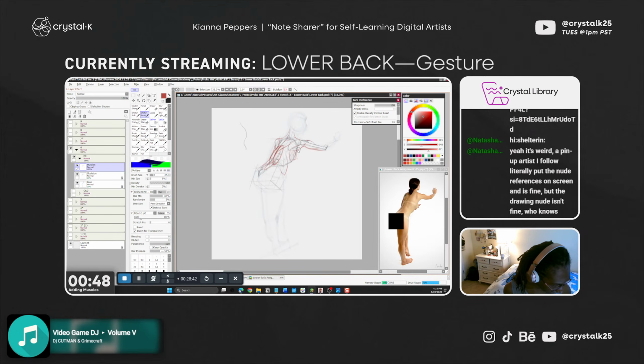We never got the lat. Let's find that. Oh, no, it's going to be on top of the scapula, up here. There it is.